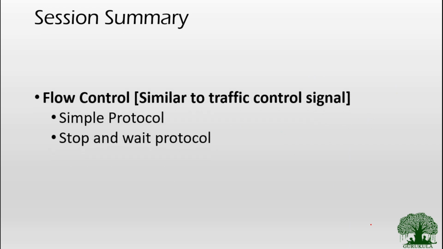To sum up, we have introduced what exactly flow control is, and we related the flow control concept to the traffic control signals available on our roads, under which we have seen two types of protocols. One is the simple protocol, in which we assumed that the receiver is going to process the frames as and when they are transmitted from the transmitter side. In the latter case, we have seen another type of protocol, which we call the stop and wait protocol, where the transmitter sends one frame and then waits for an acknowledgement from the receiver side. That is the entire principle of the stop and wait protocol.